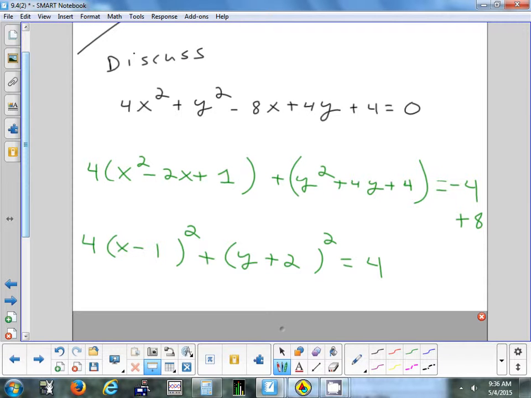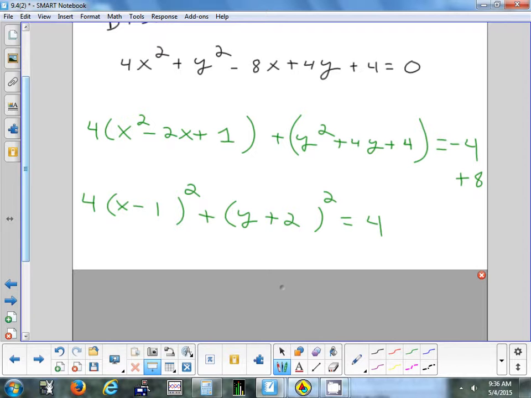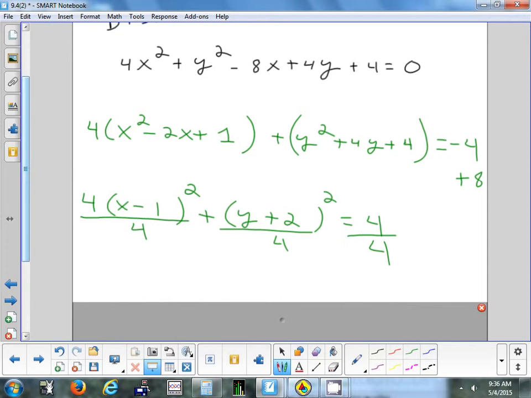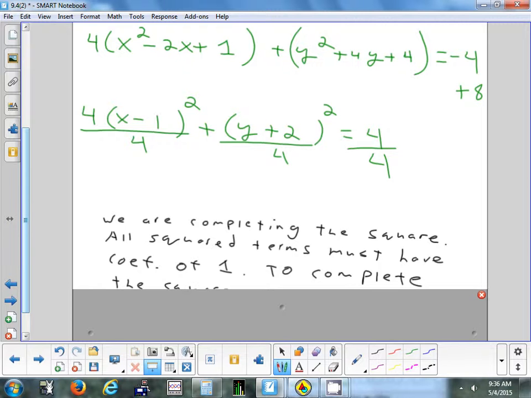Now we almost have this in the form we want. We've got a binomial squared, we've got a binomial squared. Just one thing that's wrong with it. Yep, divide by 4. Divide everything by 4 so we get it equal to 1. And that'll give us our equation. So we've got (x - 1) squared over 1 plus (y + 2) squared over 4 equals 1.